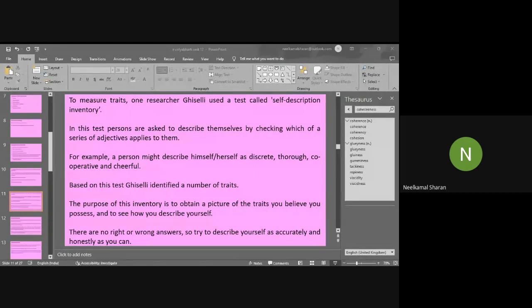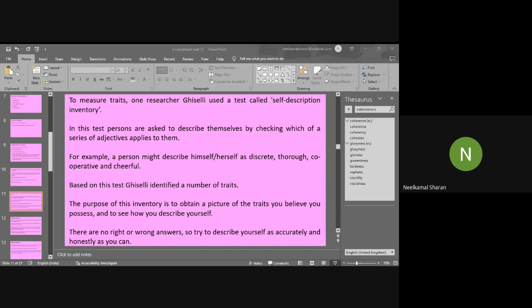One researcher used a test called the self description inventory. In that self description inventory, the person who is going to fill it will select the traits which he or she possesses. So to measure these traits, one researcher, his name is Giseli, used a test called the self description inventory.